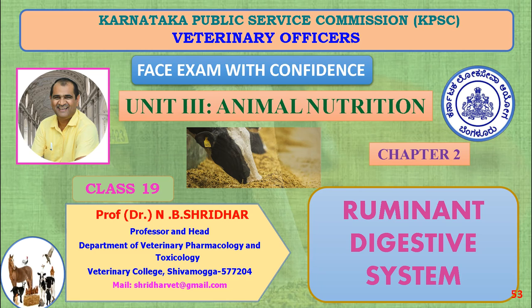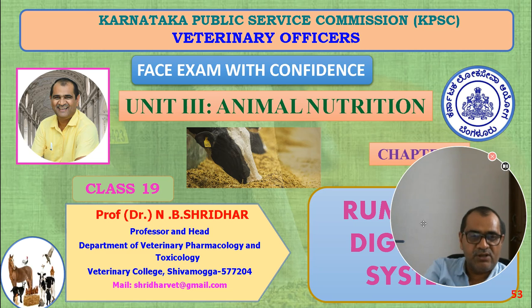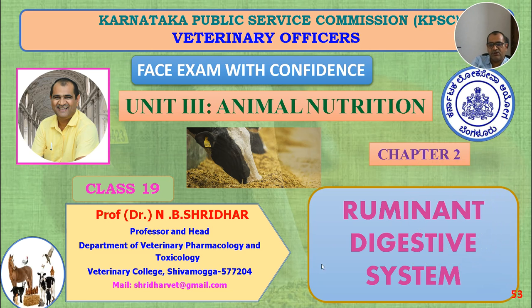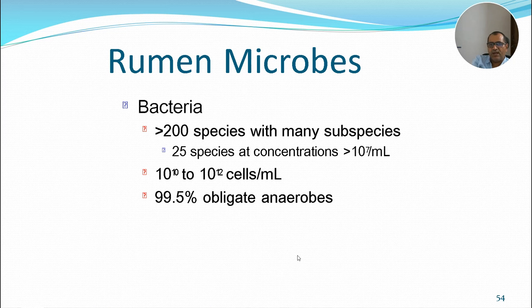Continue the ruminant digestive system. Yesterday we did part of it, and today we'll continue with the remaining few slides, the things that need to be learned. And yesterday we were talking about the rumen microbes, in which more than 200 species of bacteria are there.